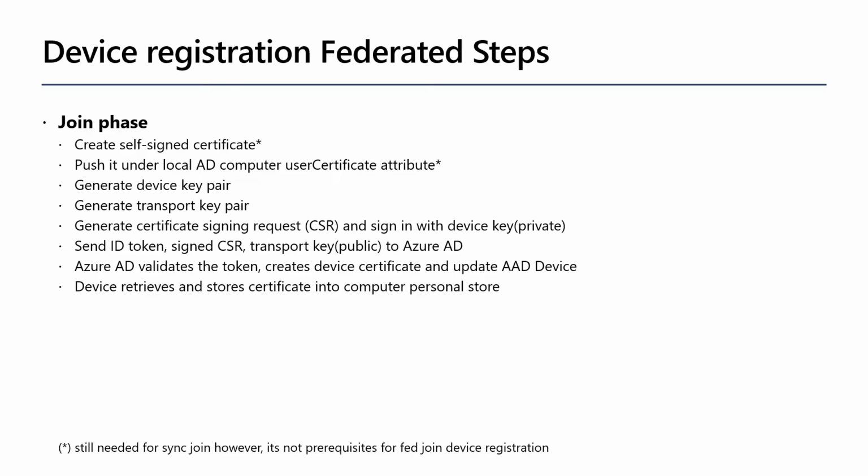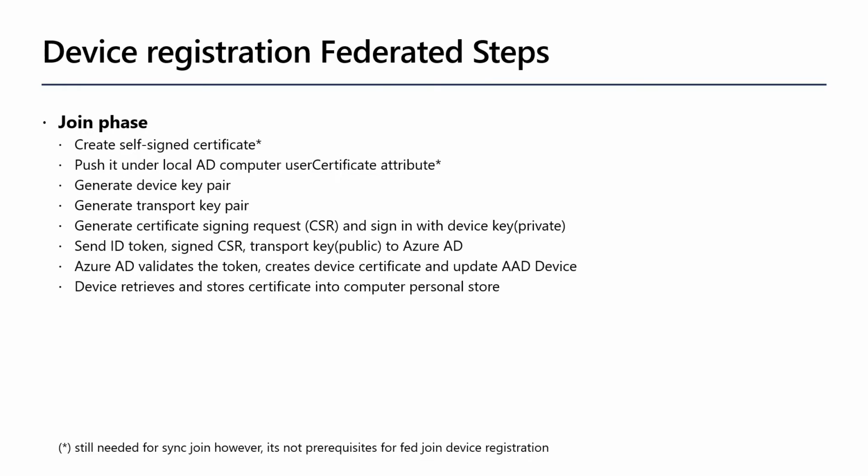However, the self-signed certificate still needs to be created, because if device registration fails in acquiring a token from the Federation service, starting from Windows 10 1803 and above, device registration is going to fall back to sync join, which means if the federated flow failed, device registration is going to trigger sync join. And in this case, we will go with the managed flow or the sync flow that we described in the previous videos.